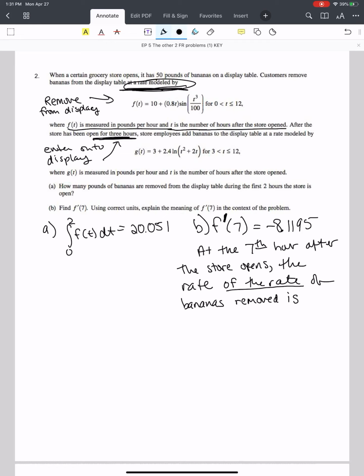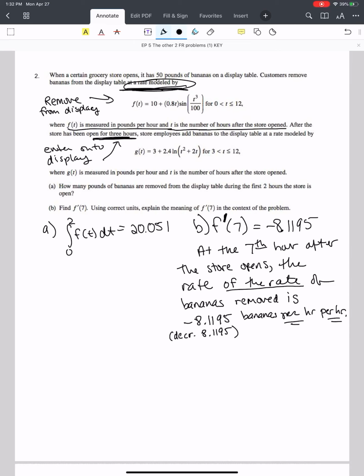You can say decreasing, then you don't write the negative, or you can just say is and then write the answer. But they like it when you say decreasing 8, whatever. So you can also say decreasing 8.1195. And then we're going to write the units. Bananas per hour. It is per hour, right? Per hour, and then again per hour, because it's the rate twice. It's per hour squared. It could also say banana over hour squared.